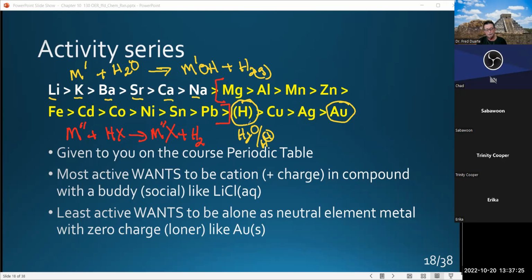Then we have hydrogen, which is our reference point. And then these metals from copper on up, they're probably not very reactive.